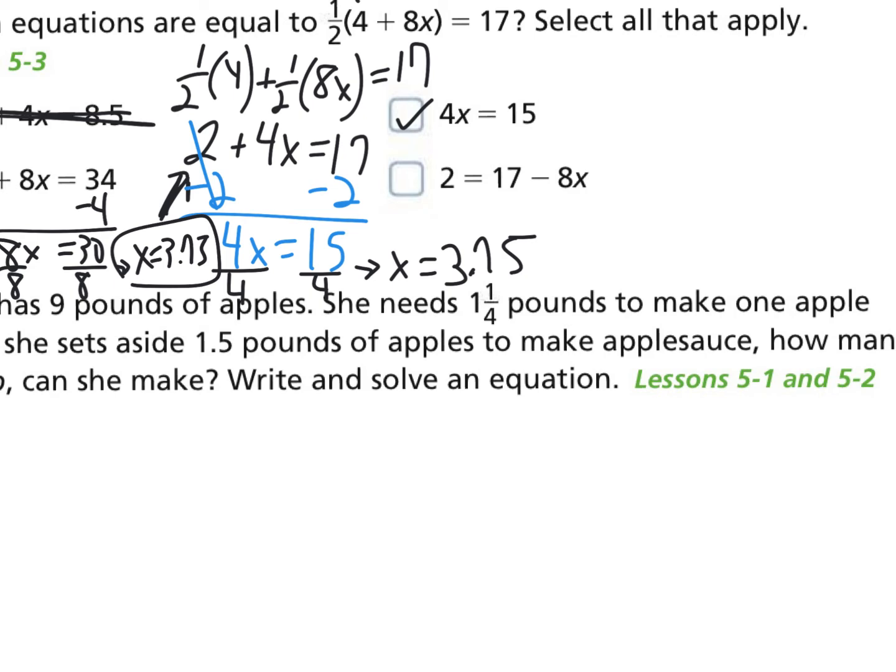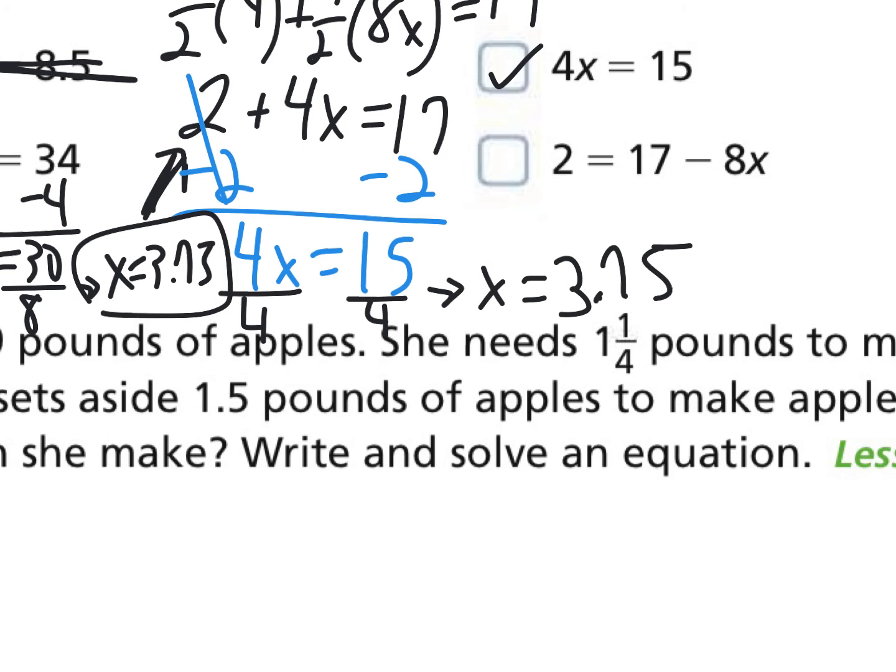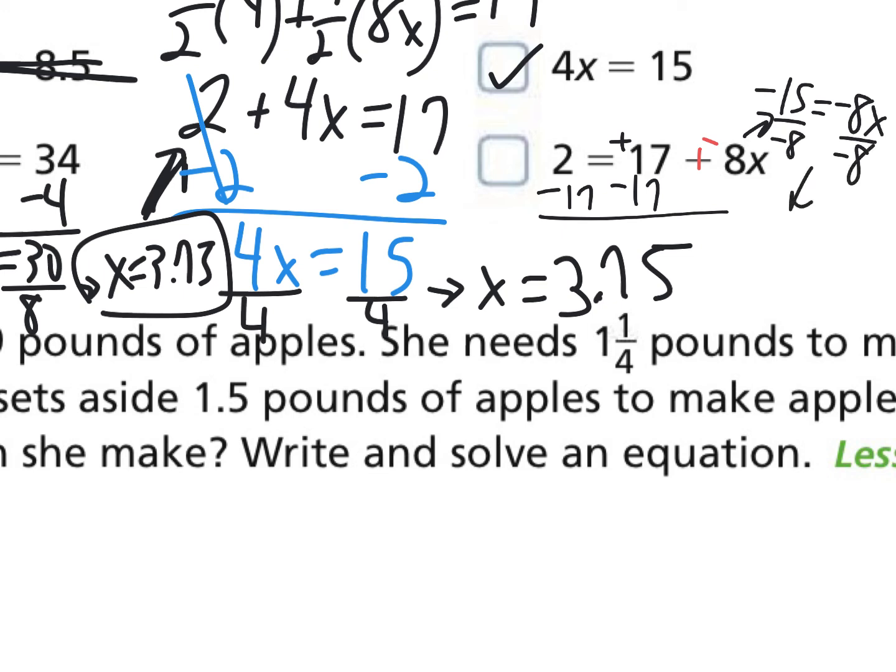So this last one over here, technically this is a positive 17. You'd subtract 17 on both sides, and then really that's a negative 8x. You can add the opposite if you want, and then you need to divide by negative 8. If you do that, that would be 1 7/8, so 1.875, so that doesn't work.